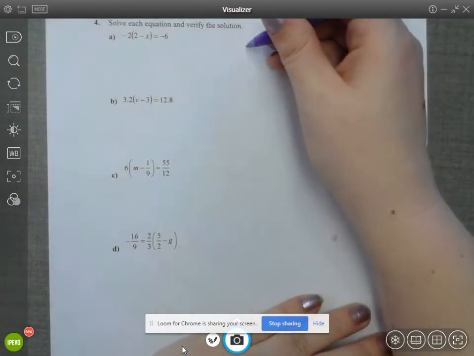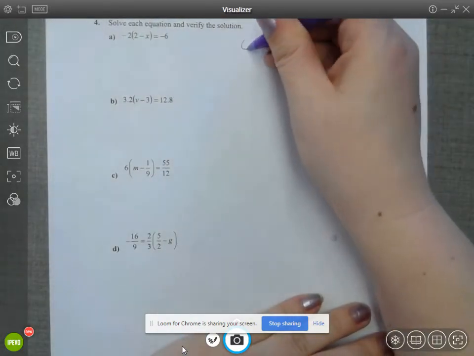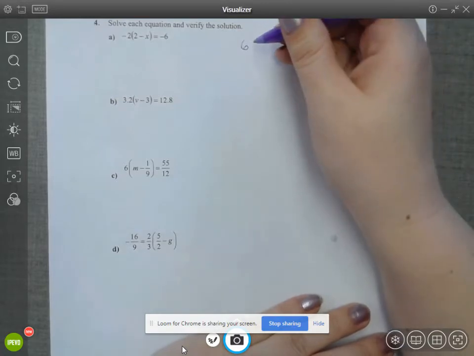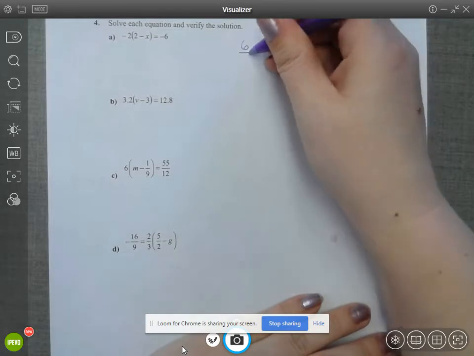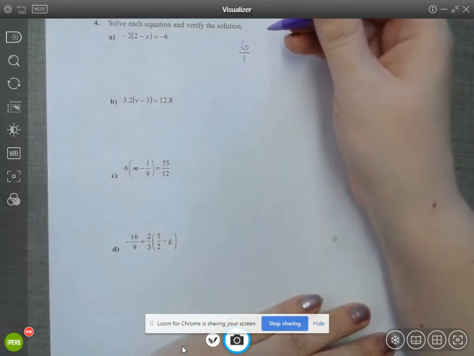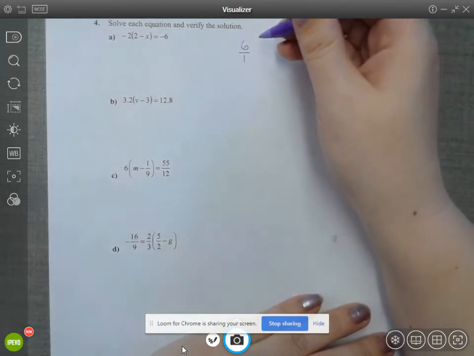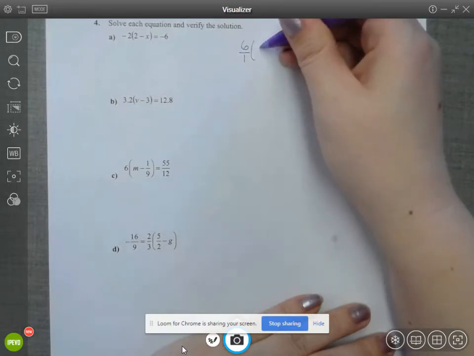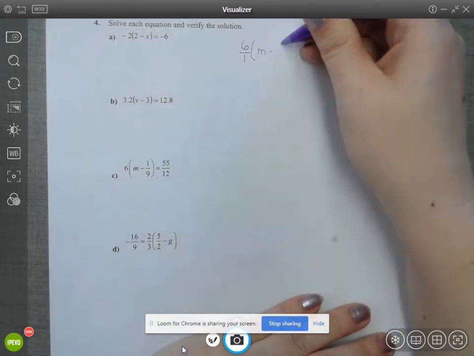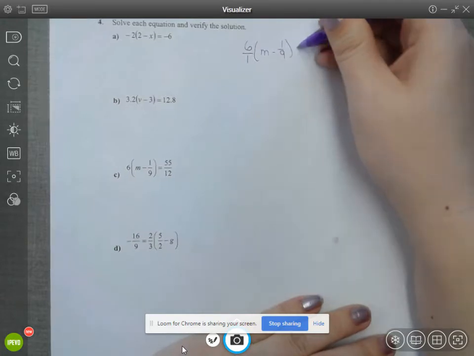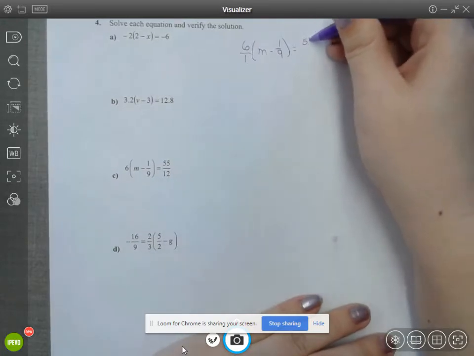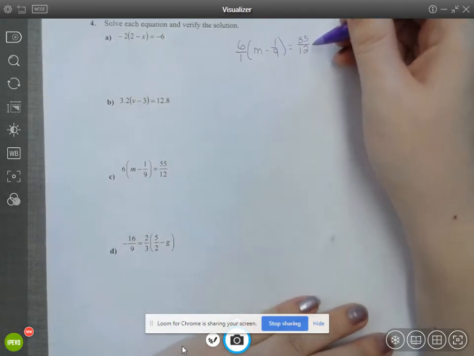So for 6C, we have 6 on the outside of the brackets, but the rest of the stuff that we have is fractions. So I'm actually going to just write this as a fraction by putting it out of 1 to begin with. So I've got 6 out of 1, and that is being multiplied by m minus 1 out of 9, and that is going to equal 55 out of 12.